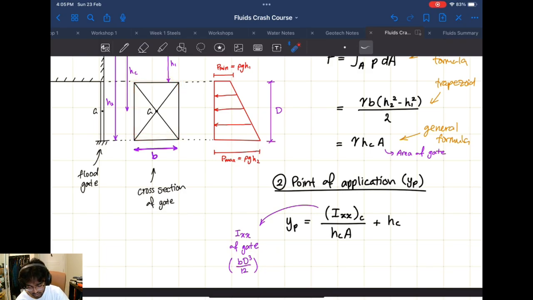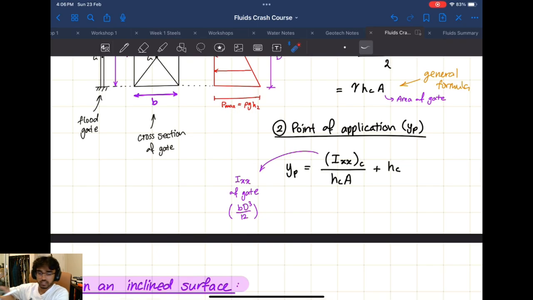So for a rectangle, it's BD cubed over 12. Then you want to find HC and A, pretty easy to do. And then finally, you're going to add this to HC. And that will give you the point of application, right? So don't get too confused with this. Just take a look at the shape of the gate and find the moment of inertia. Second moment of area, okay, I forgot what it's called, but something like that. Just find IXX, just use the formula, right?